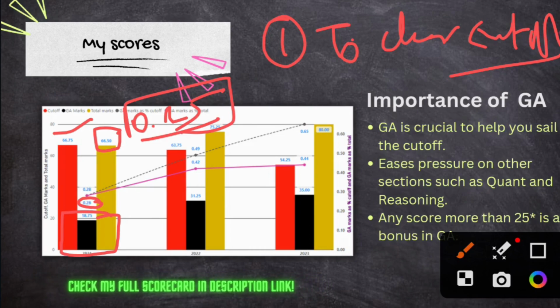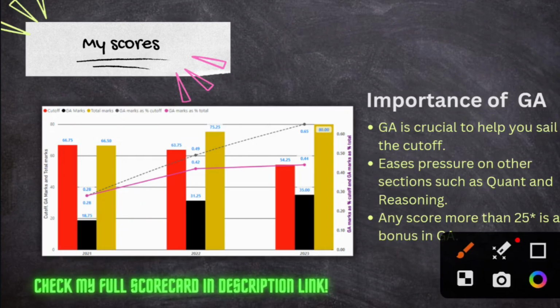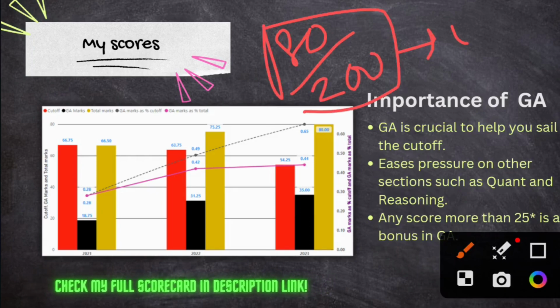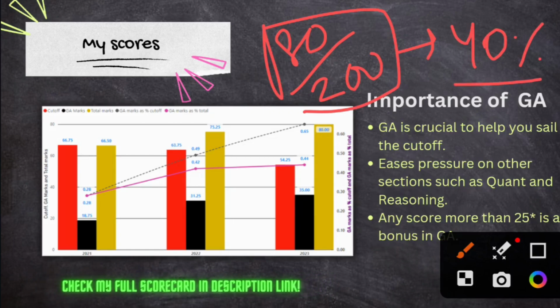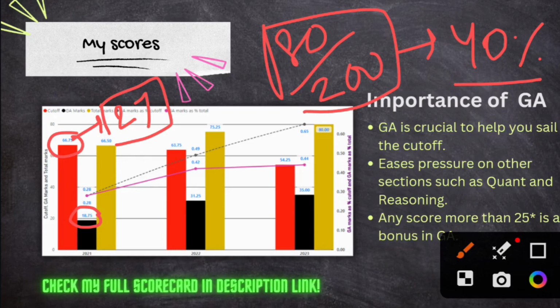Now, this margin is very small in my opinion, because the weightage of GA is 80 marks in 200, so this comes around 40%. That means if you see this year's cutoff of 66.75, I should have scored at least 24 marks in GA, but my score is well below 24. Although I did pretty well in English, I did not do so well in quant and reasoning, which we will be dissecting in later videos, and I fell short of clearing the cutoff.